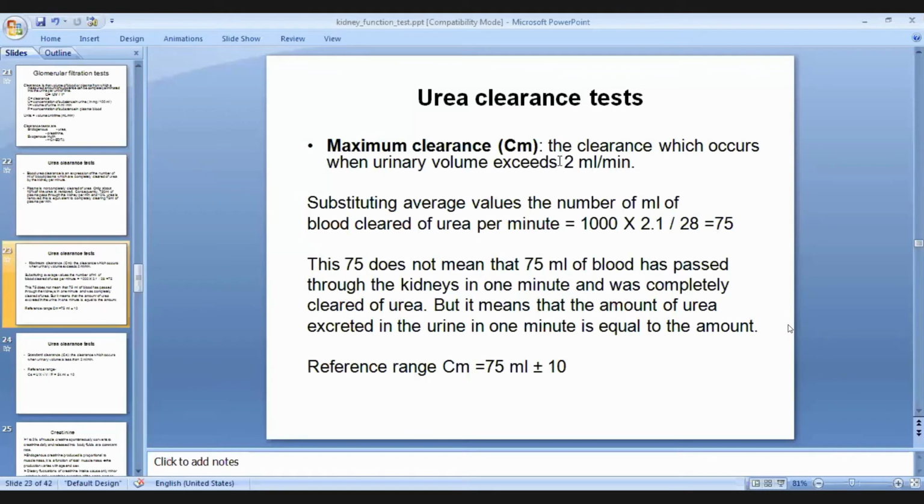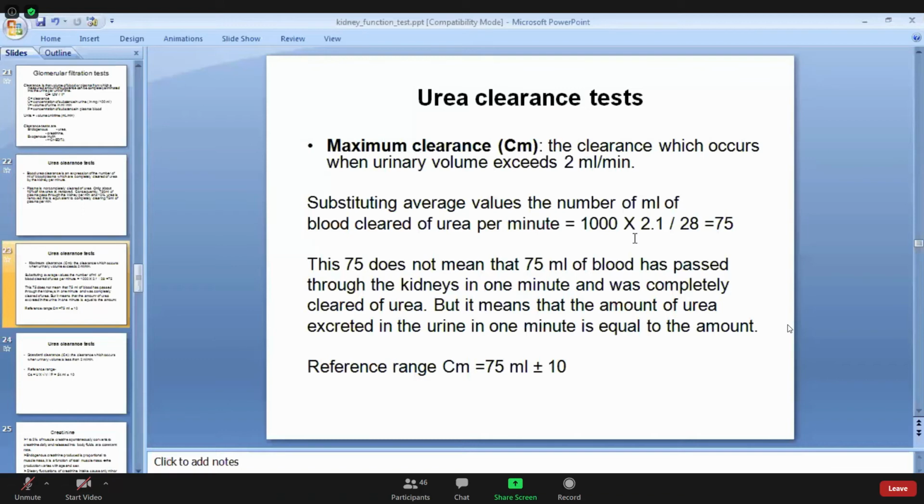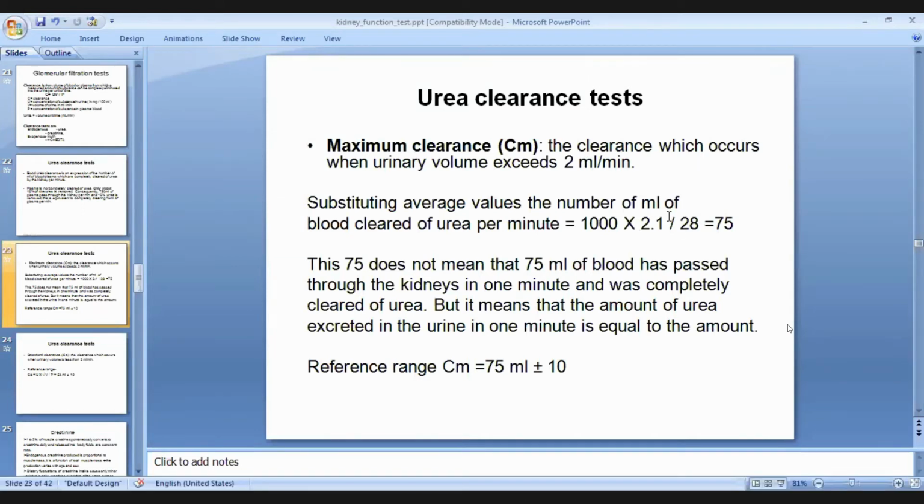So when you take the average value for everything, right? The average value for everything: the amount of urea in urine, the volume of urine, and the plasma concentration. When we put the average values of all those things into the formula, we get 75.